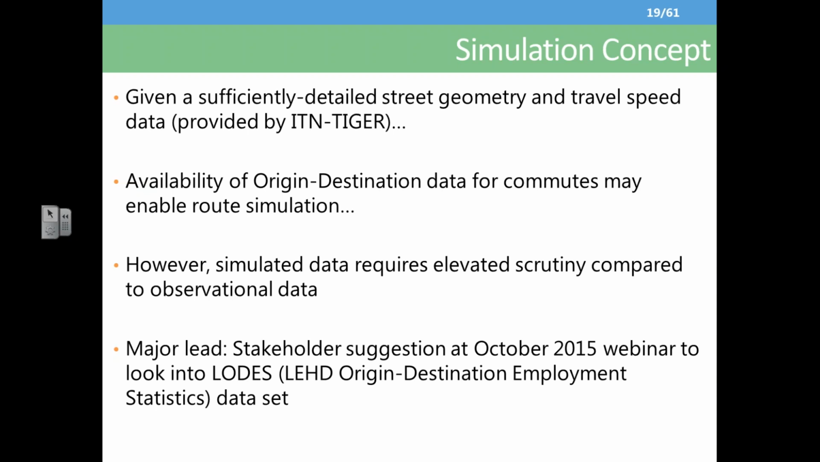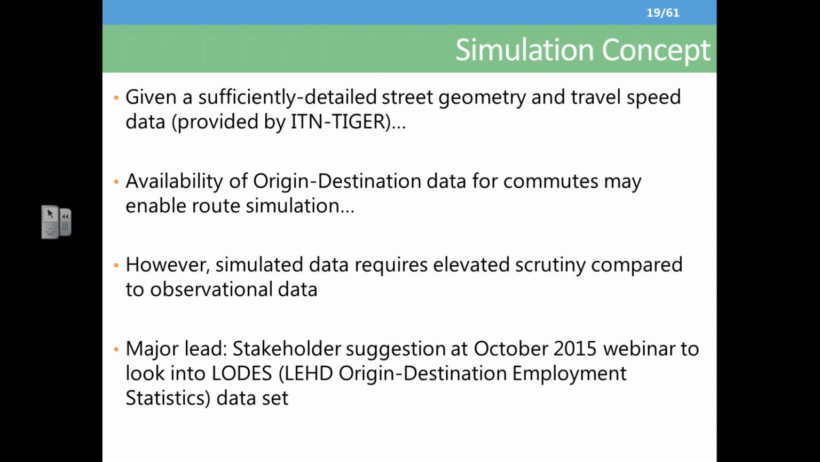So one of the leads, one of the actual positive things that came out of the October 2015 webinar was a suggestion to look into what's called LODES. This is from, I believe, the Census. It's the LEHD, which itself stands for Longitudinal Employer-Household Dynamics, Origin-Destination Employment Statistics dataset. So a really long name.